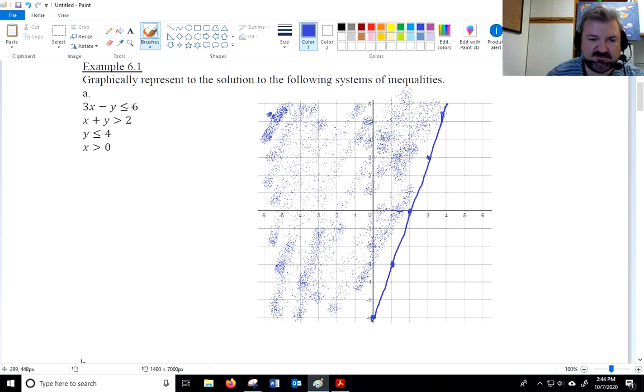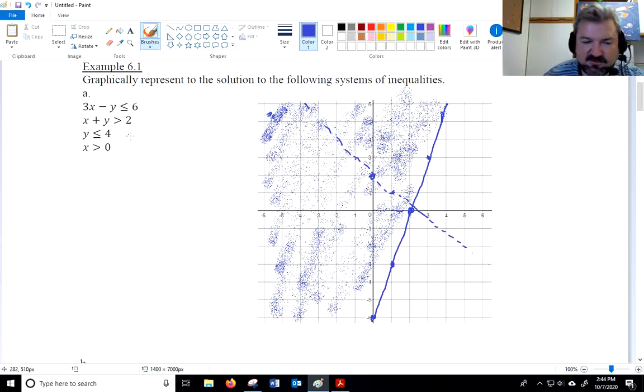All right, I've got x plus y is greater than 2. This one's going to be a dotted boundary line because it says greater than, not greater than or equal to. Again, I get an x-intercept at 2: I put a 0 in for y and get x equals 2. Put a 0 in for x, you get y equals 2. If we were to solve this boundary line for y, we would get a slope in front of the x of negative 1, and that seemed to line up. So let's do our dotted line here.